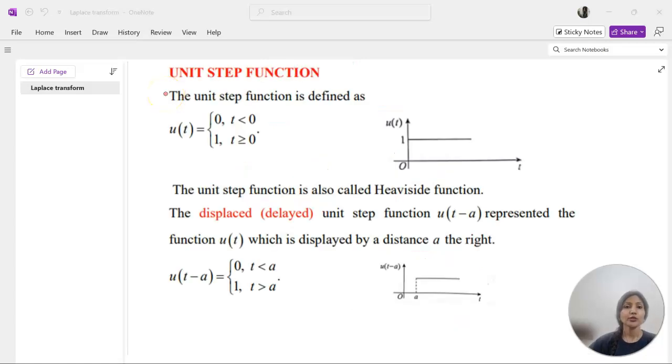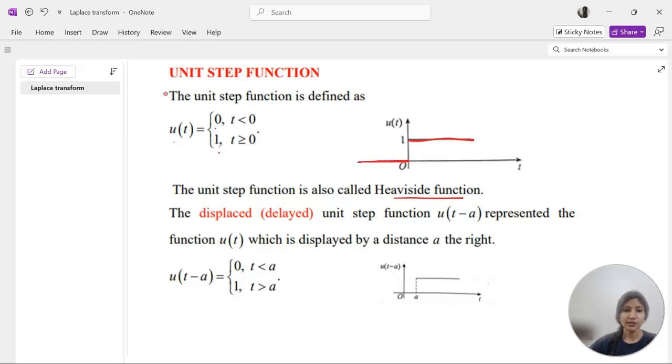Now we see an important function, the unit step function, and it is defined as u of t is 0 when t is less than 0. This is the axis, t is less than 0 here, and u is taking the value 0. When t is greater than or equal to 0, the value of u is 1. This is the function, it makes a step. So this is called the unit step function. It is also called the Heaviside function. In MATLAB, if you want to solve problems with this, the name is Heaviside only.